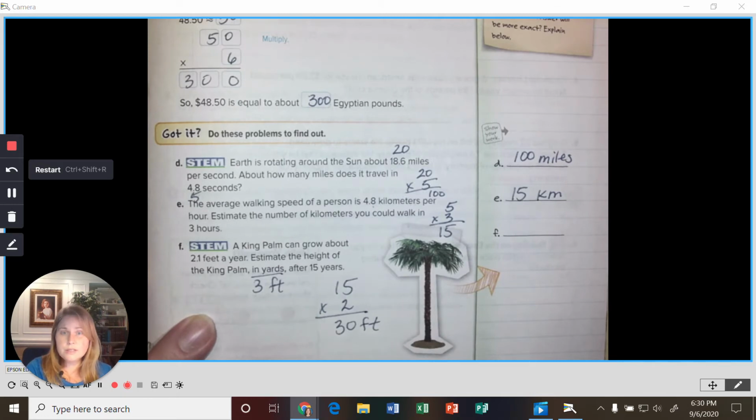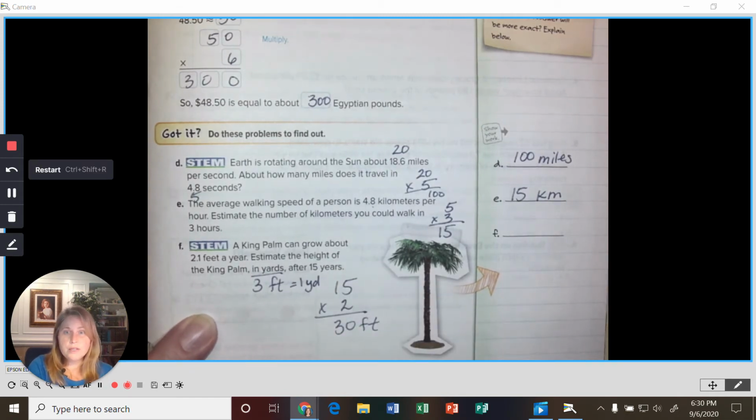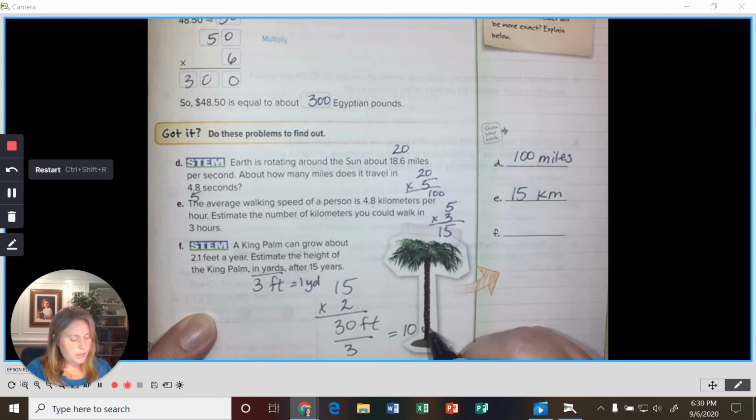And then they didn't ask us for our answer in feet, they asked us for our answer in yards. Well, we know that there are 3 feet in 1 yard. So if I have 30 feet, I just divide that by 3. So 30 divided by 3 will give me 10. So 10 yards.